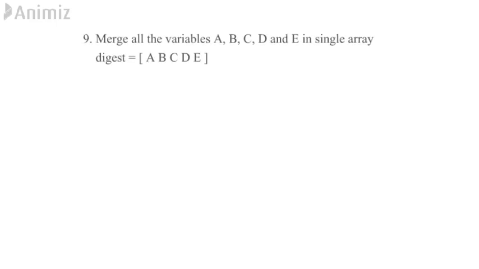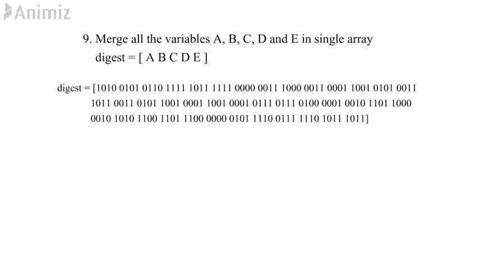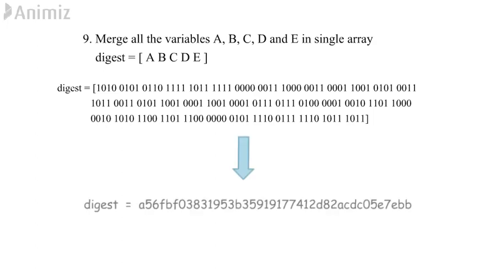In the 9th step, we merge the capital variables A, B, C, D and E into a single array, thus we obtain a 160-bit hash value. Converting this array to hexadecimal form, we get a 40-digit long digest.